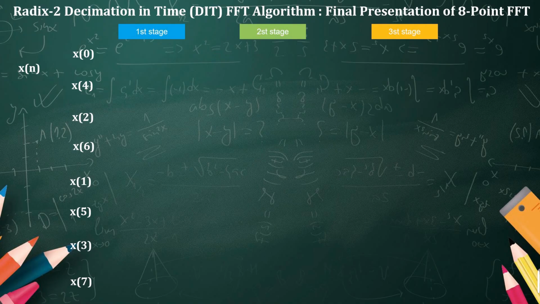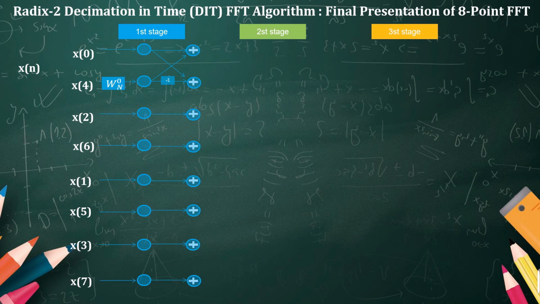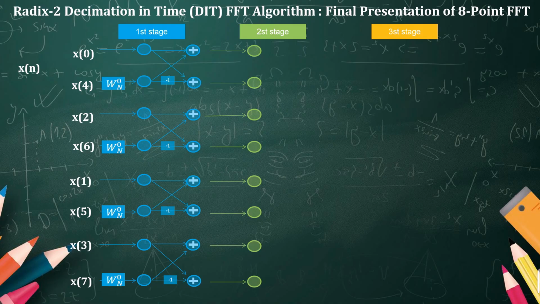That means 8 is equal to 2 to the power of 3, so the number of stages will be 3. Here we compute the 2-point DFT between x0 and x4. Same for x2 and x6, x1 and x5, and x3 and x7. Here we compute the 4-point DFT and we get 8 outputs.